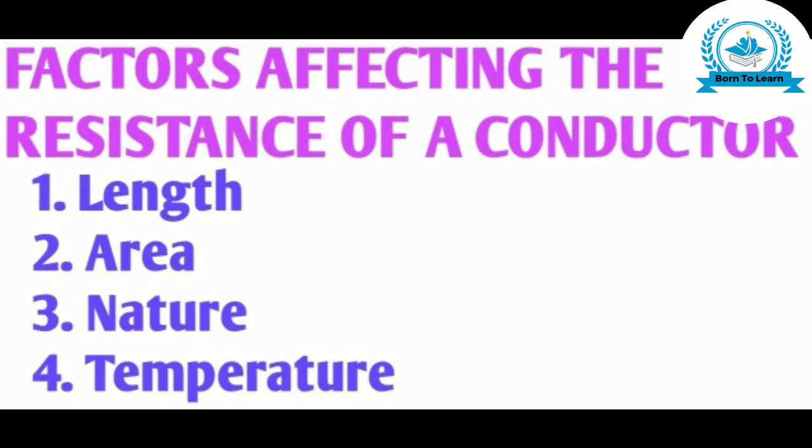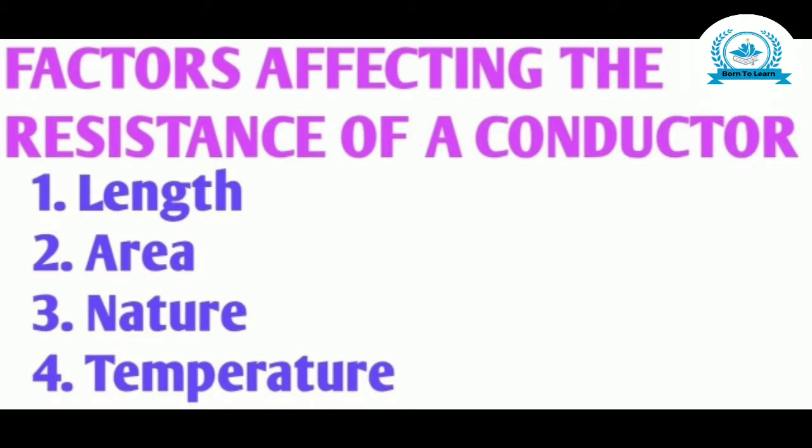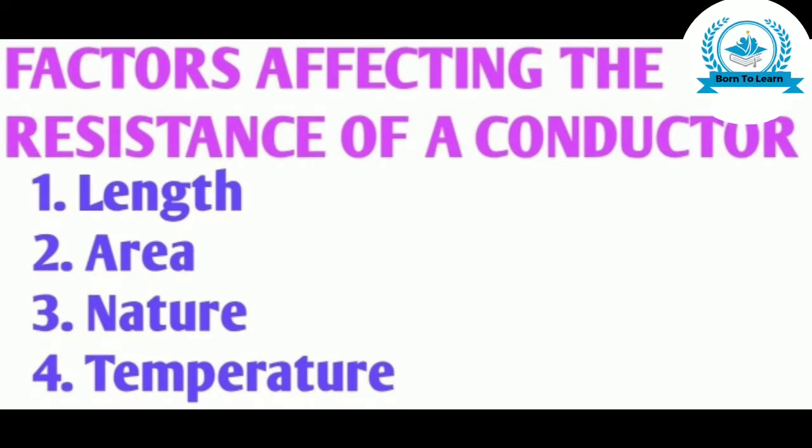1. Length of a conductor. 2. Area of cross section of the conductor, or thickness of the conductor. 3. Nature of the material of the conductor. And 4. Temperature of the conductor. We will now describe how the resistance depends on these factors.